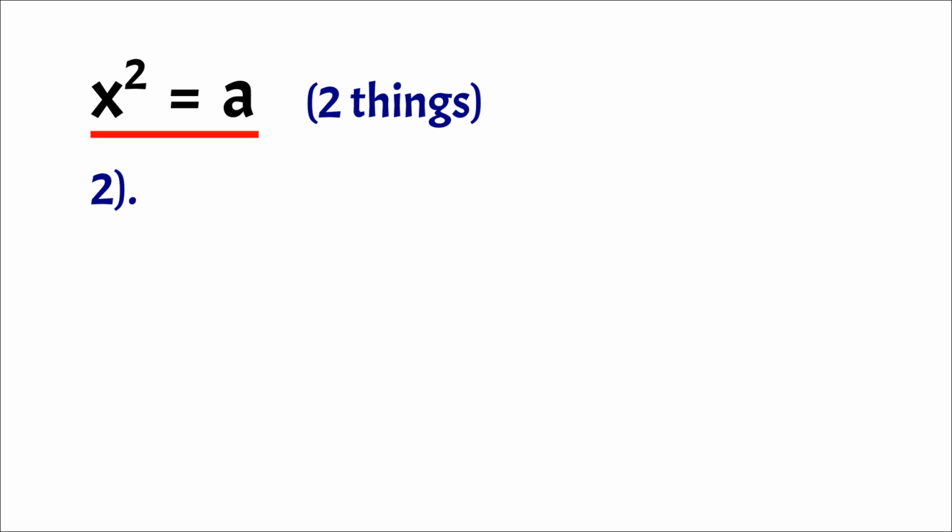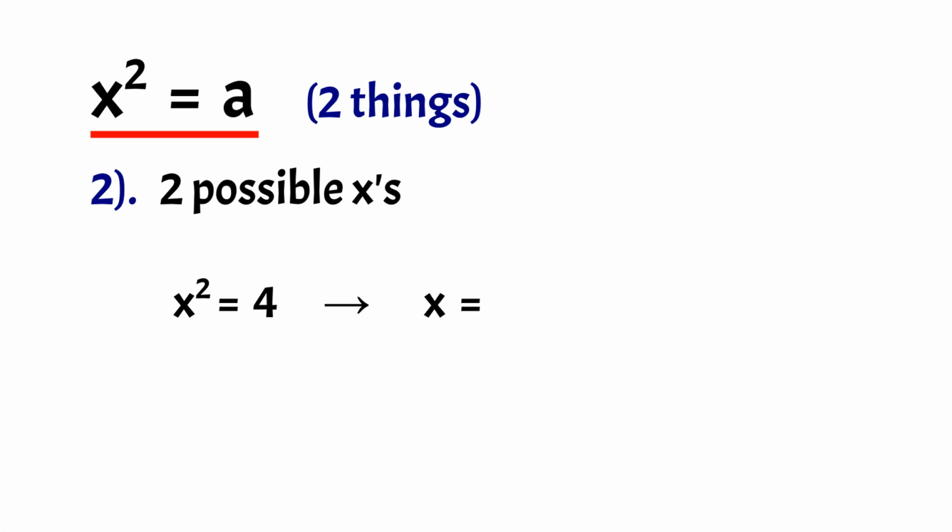The second thing is that if x is unknown and we have positive a, let's say 4, then there are 2 possible solutions for x. The most obvious one is of course 2. 2 squared is 4. But the less obvious answer would be minus 2. See, minus 2 squared is also 4. You may guess that the 2 solutions for x is always a positive and negative pair.